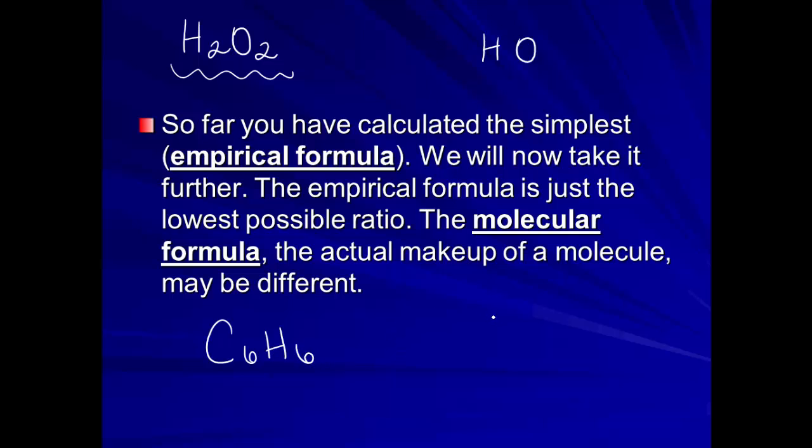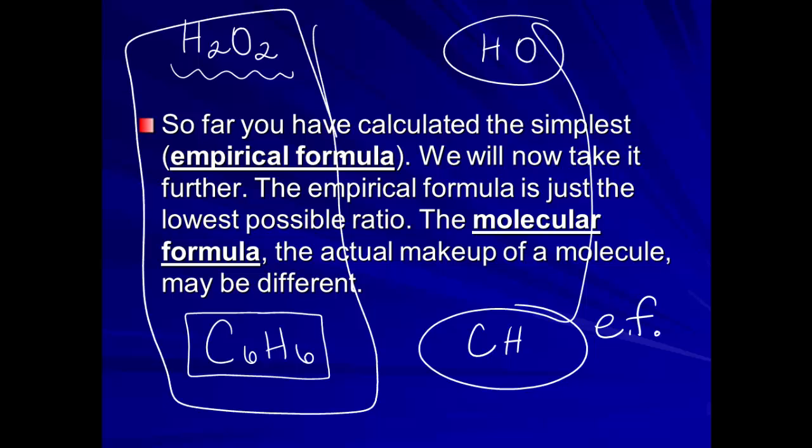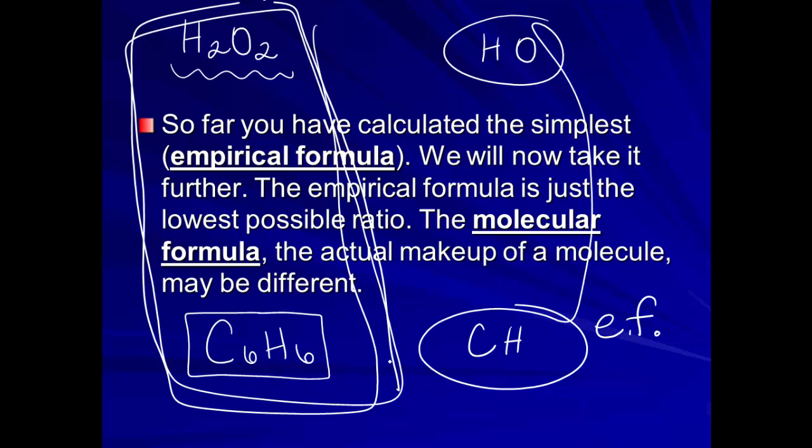If you went through the process that we just talked about, percent to mass, mass to mole, divide by least, multiply until whole, you would actually just get CH, which is actually the right ratio, but it's not the true molecule. The molecule of benzene is C6H6. So the simple versions are called the empirical formula, I'll call it EF. Whereas the ones on the left-hand side, which is what the molecule actually looks like, are called the molecular formula, and these might be different.